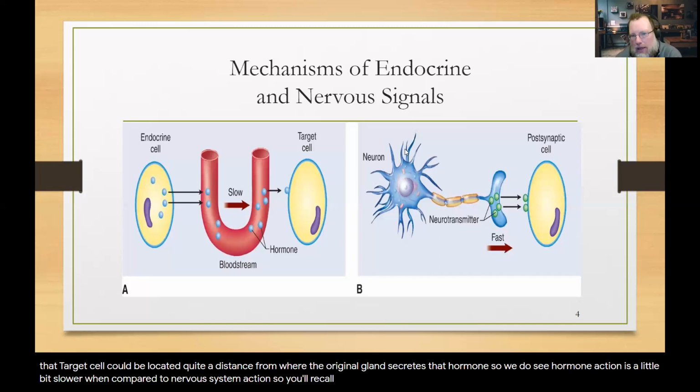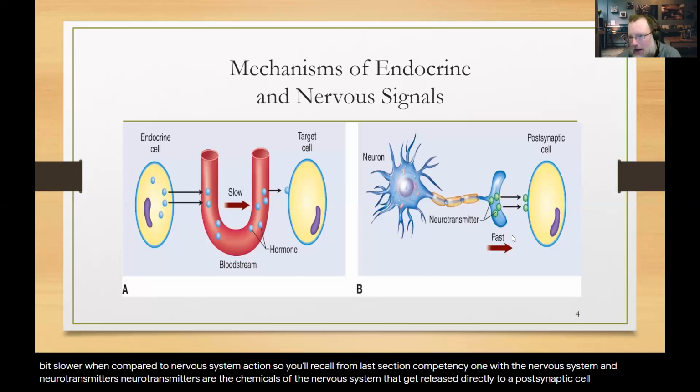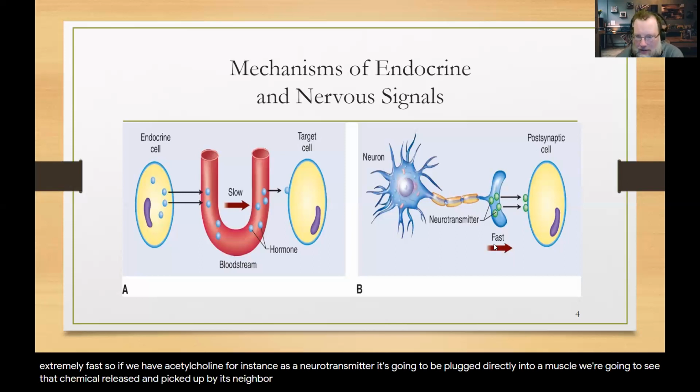You'll recall from last section, Competency 1, with the nervous system and neurotransmitters, neurotransmitters are the chemicals of the nervous system that get released directly to a postsynaptic cell. That occurs extremely fast. If we have acetylcholine, for instance, as a neurotransmitter, it's going to be plugged directly into a muscle. We're going to see that chemical released and picked up by its neighbor. So that's a very fast transaction. Again, with endocrine, we do see slower transactions.